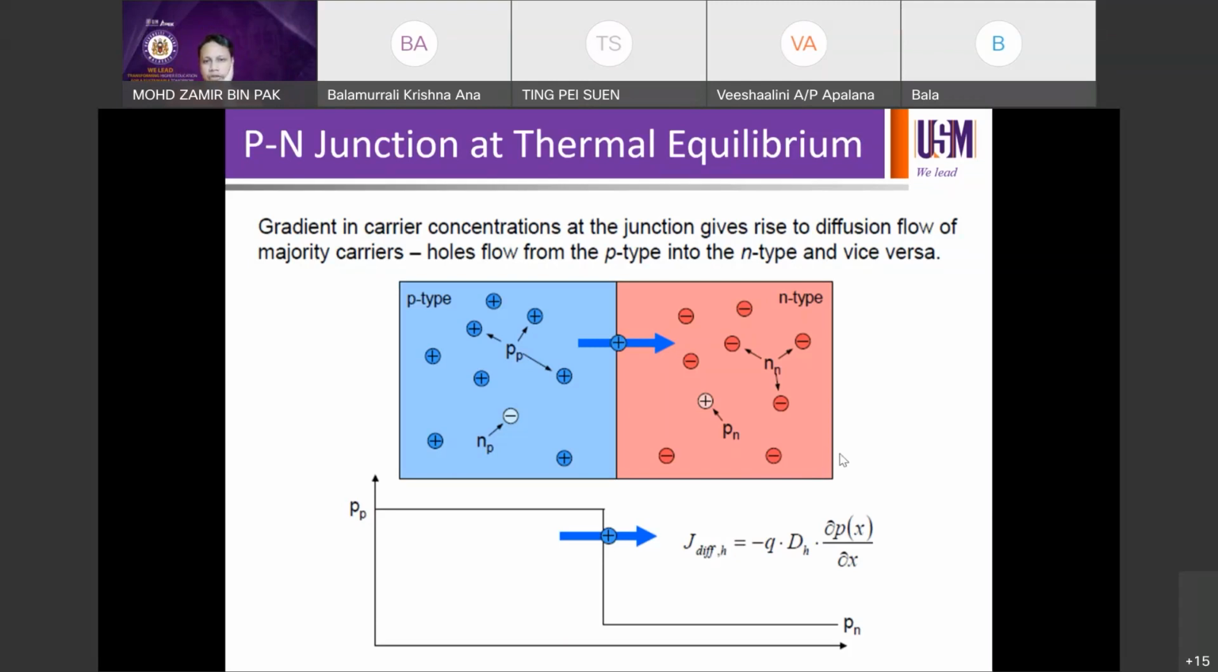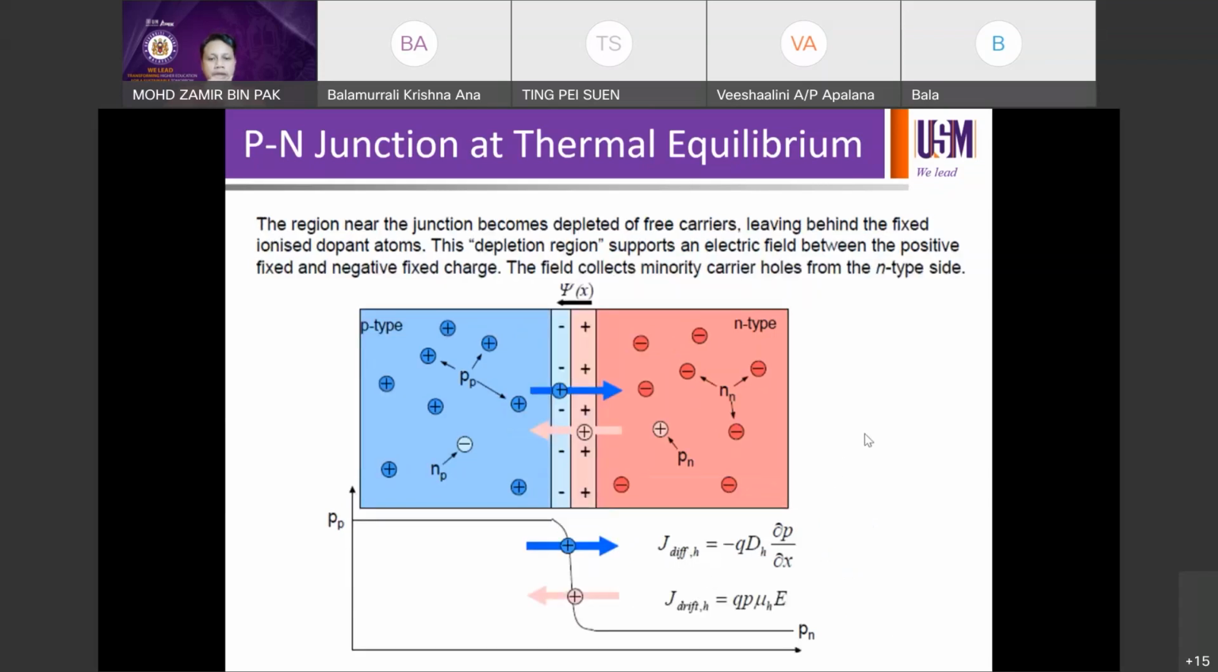So the gradient in carrier concentration at the junction gives rise to diffusion of majority carriers due to concentration gradient. Holes flow from the p-type into n-type, and electrons flow from the n-type into p-type. And the movement of carriers from both sides gives rise to diffusion current density. That's what we learned in the previous topic. And the diffusion current density in this case, J diff due to holes, is given by negative QD dp/dx, right? D is the diffusivity of holes, and dp/dx is the concentration gradient across the region, okay?